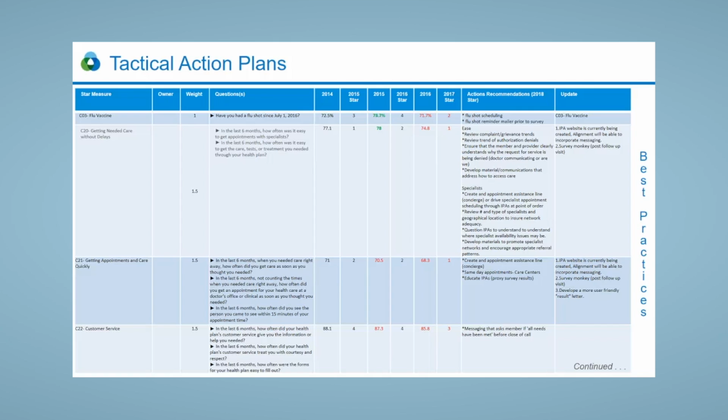We did see significant improvement across 2 measures from Wave 1 to Wave 3 that were performing poorly, which were getting needed care without delays and getting appointments and care quickly. So we are anticipating to see a positive impact on our official CAHPS survey this year, which we'll get those results back in June or July. So we're super excited.